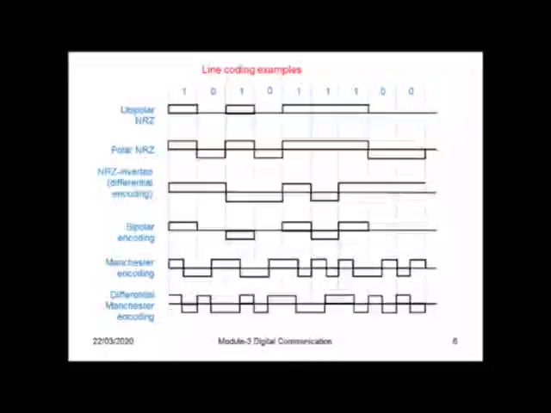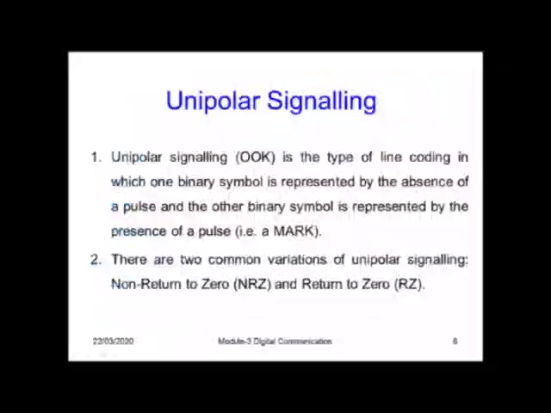Unipolar signaling, also called on-off signaling, is a type of line coding in which the binary symbol 0 is represented by the absence of a pulse and the other binary symbol, denoting 1, is represented by the presence of a pulse. So that is the mark. The two common variations of unipolar signaling are non-return to 0 and return to 0.